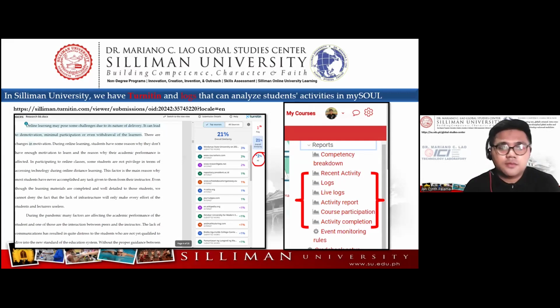Especially in my research class, when I let them create a first draft of their research, for example chapter one, I usually let them send their draft in MySoul, and I enable the settings for me to see if there's AI-generated content or not. Aside from that, MySoul can also check our logs, may it be live logs or previous logs. So all of these are one way of securing students, or safeguarding students, to ensure the use of AI tools responsibly and with integrity.